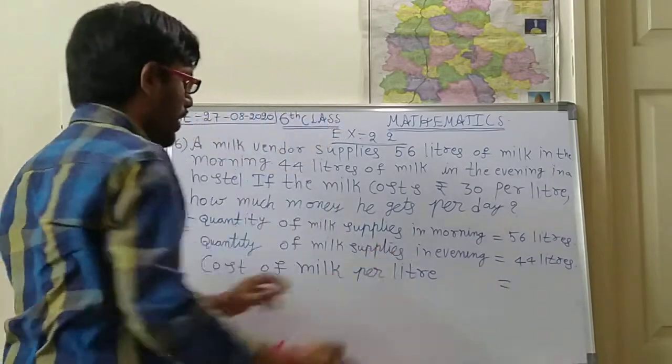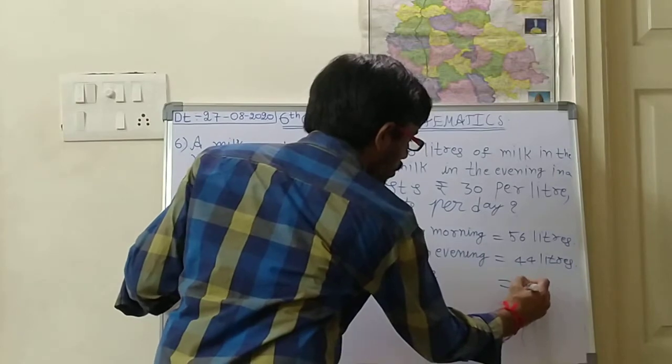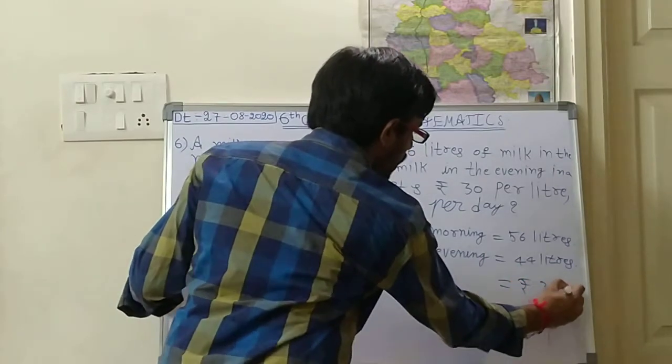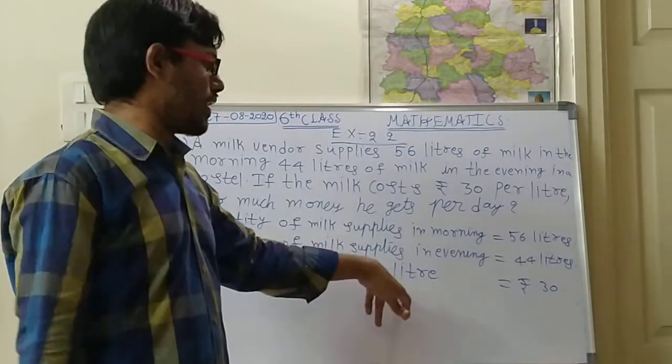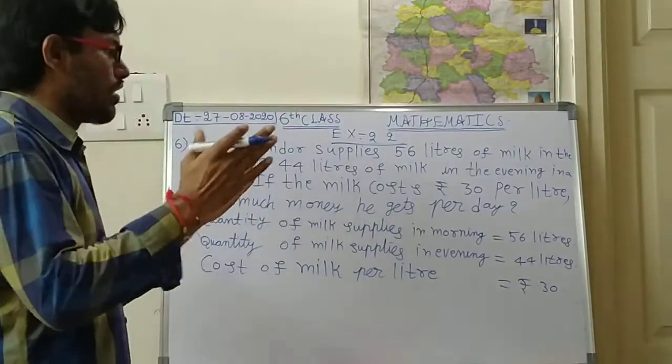Per liter means for 1 liter. How much cost? Rupees 30. Okay, rupees 30 per liter. Okay, so now here first you should divide into two parts.